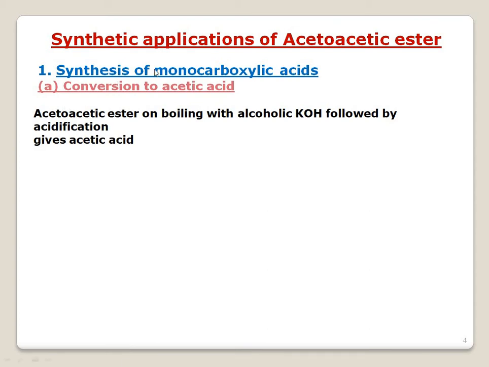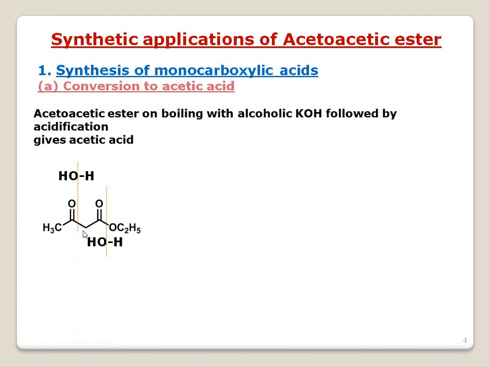First one is the synthesis of monocarboxylic acids. The first member of the monocarboxylic acids is formic acid, but here we will be preparing acetic acid from this one. So how is this prepared? When acetoacetic ester is boiled with alcoholic KOH followed by acidification, it will generate acetic acid. Let me show you how this is happening. So this is the acetoacetic ester.